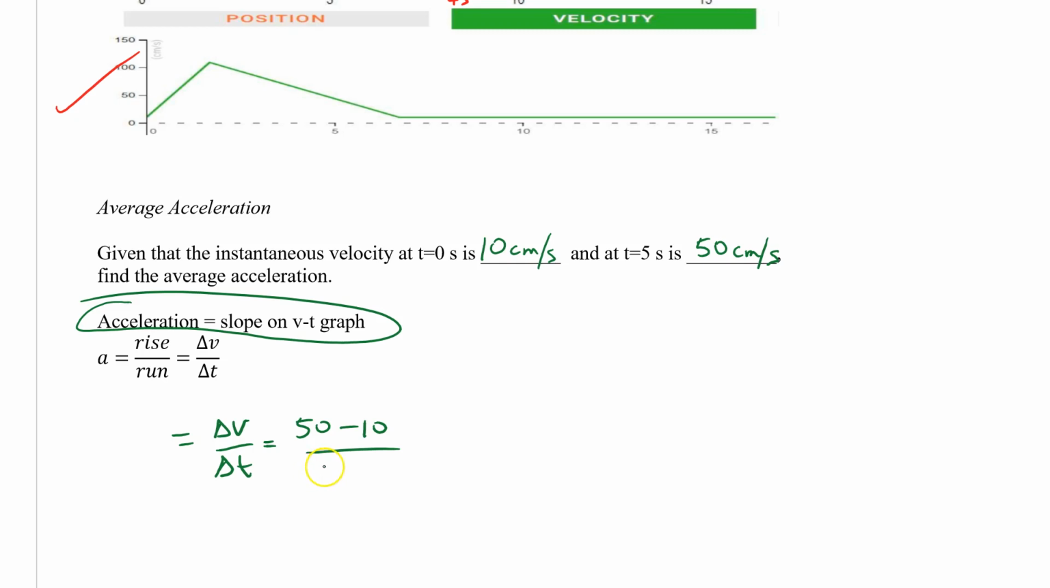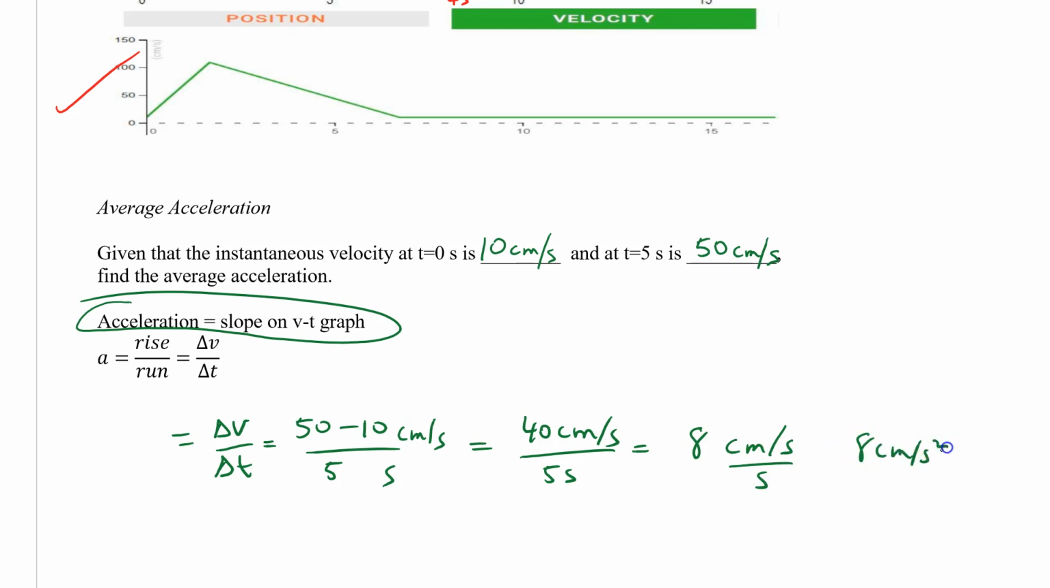How much time went by? 5 seconds. So we have a change of 40 centimeters per second over a period of 5 seconds. 40 divided by 5 is 8, so we get 8 centimeters per second per second. We can also say 8 centimeters per second squared. I kind of like this one in a way because it says for every second that goes by, the velocity is going to change by 8 centimeters per second.